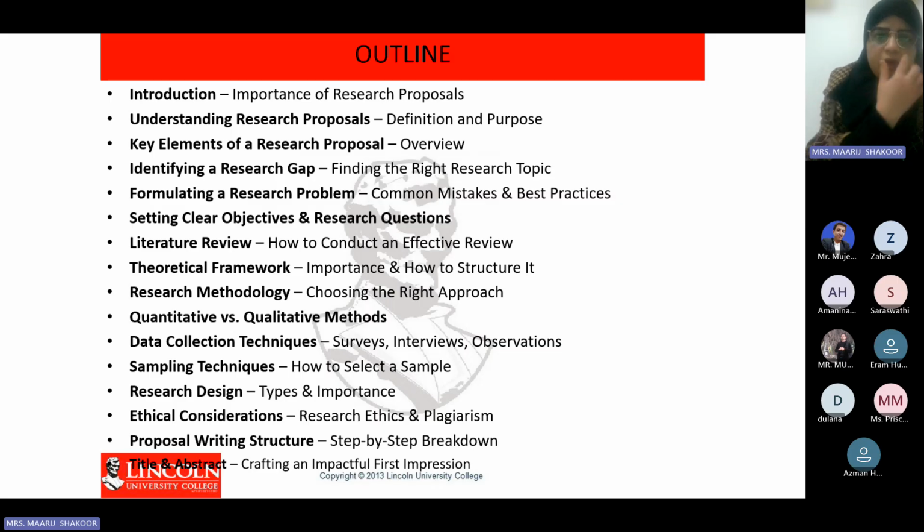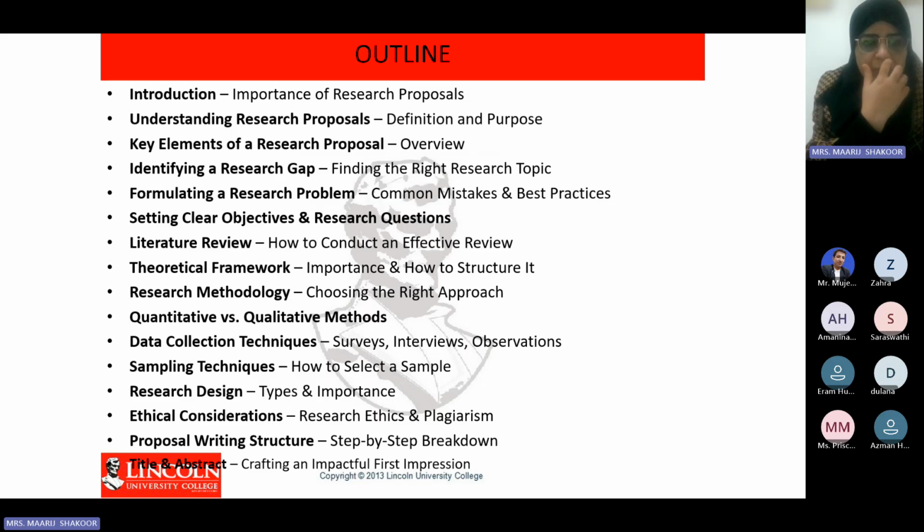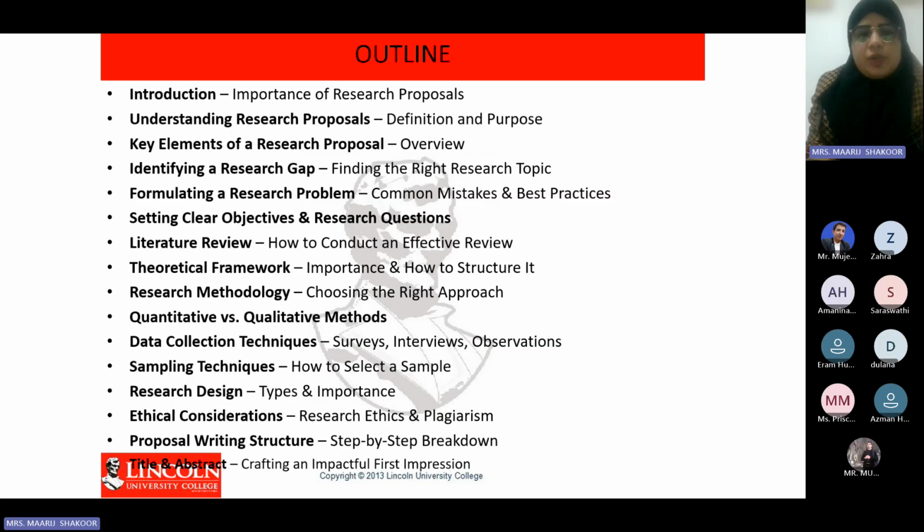Theoretical framework, its importance and how to structure it, is very important. You have to structure it. Then research methodology, quantitative and qualitative methods. These are very important aspects. If I'm talking about education and you are going to collect data, and you are moving towards surveys and questionnaires, that is quantitative. Qualitative means you have to move to detailed analysis, not working on surveys and questionnaires.